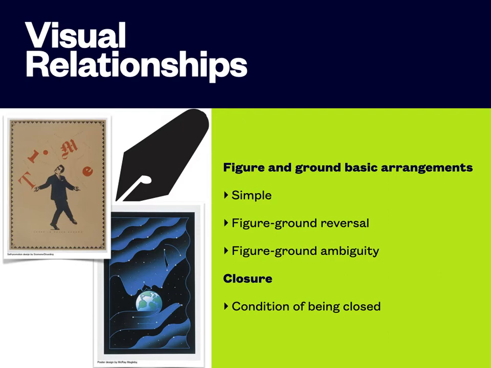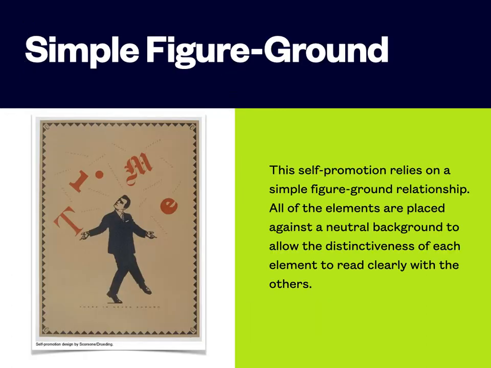There are three types of figure ground basic arrangements: simple, figure ground reversal, and figure ground ambiguity, as well as closure, which is exactly how it sounds, the condition of being closed. Taking a closer look at simple figure ground, this is where the arrangement or layout and presence of shapes are arranged in a way that serves as the ground. The space can be compressed or shallow, or it can create the illusion of depth.